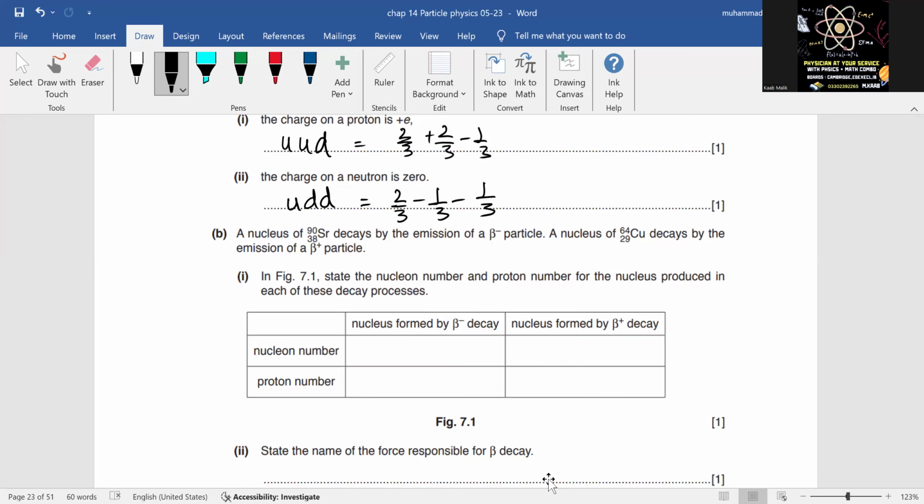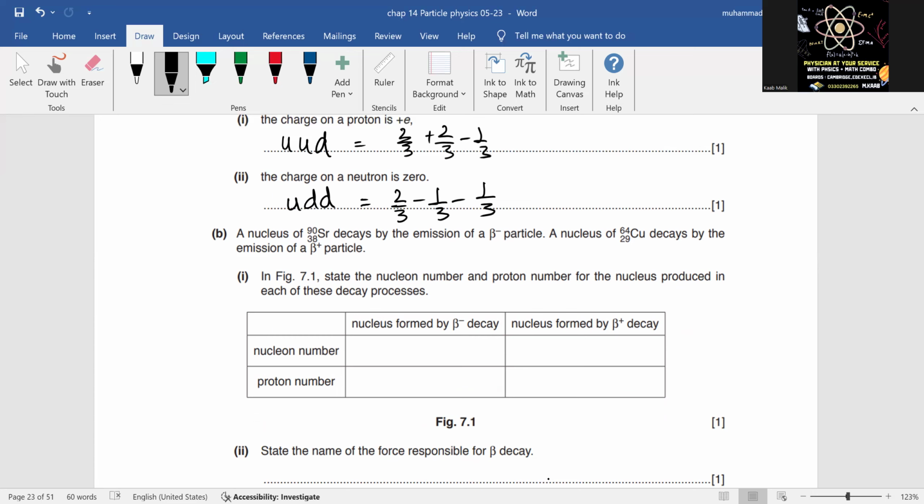A nucleus of strontium decays by the emission of a beta negative particle. A nucleus of copper decays by the emission of a beta positive particle. In figure 7.1, state the nucleon number and the proton number for the nucleus produced in each of these decay processes. So the nucleon number for beta negative decay, will it be 90? Yes, it will be the same. It won't change.